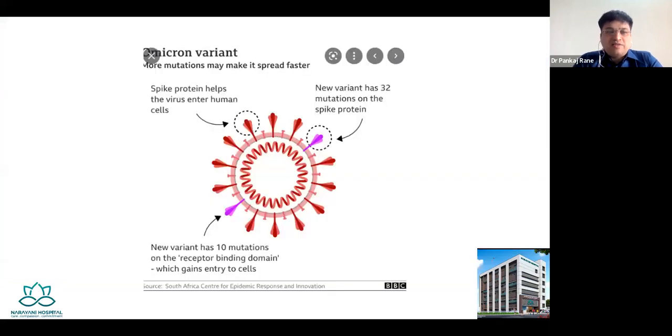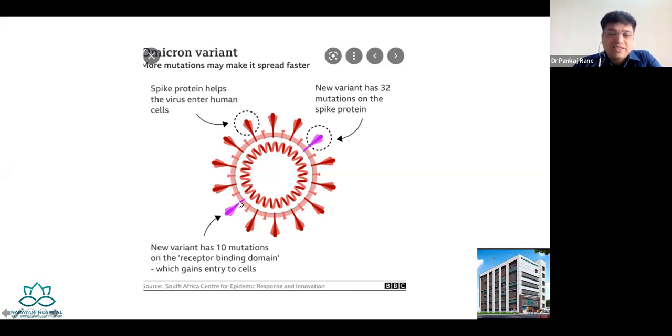So let's start. This is the picture of the COVID-19 virus, and these are the spike proteins. With the help of these spike proteins, the virus attaches to the host cell, and more than 30 mutations have occurred in Omicron in these spike proteins. Whenever any neutralizing antibody acts, it attaches to the spike protein so that the spike protein doesn't get attached to the cells.